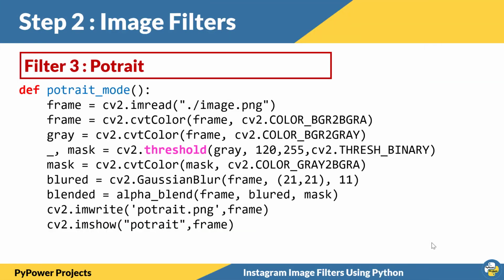Now third is portrait. The most important function in this portrait filter is threshold. It will take the gray image, that is the grayscale image, as an argument, then the size in pixels that we have to convert to, and threshold binary is the method that will be applied on our image, and other Gaussian blurs and so on are applied. Now this frame image object is stored in a local file portrait.png, and it will be shown.